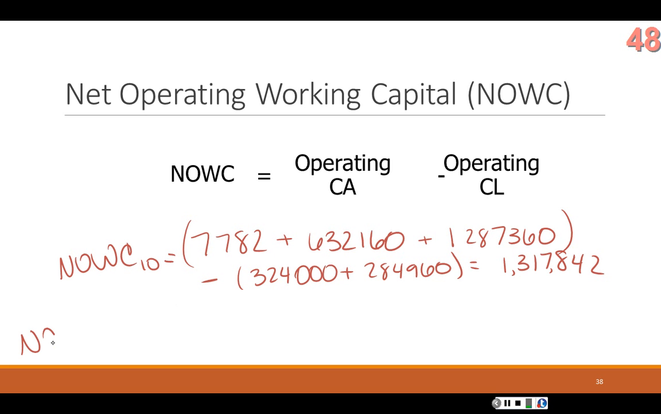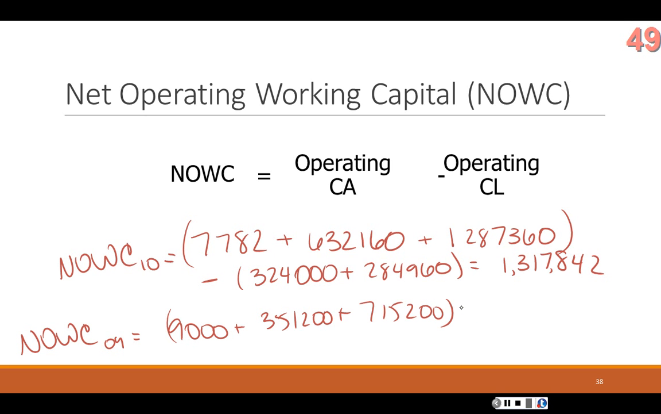We can do the same thing for 2009. First we start with our cash, $9,000. Add to that accounts receivable, $351,200, and inventory, $715,200. And we deduct our operating current liabilities, which include accounts payable of $145,600 and accruals of $136,000. That gives us net operating working capital in 2009 of $793,800.